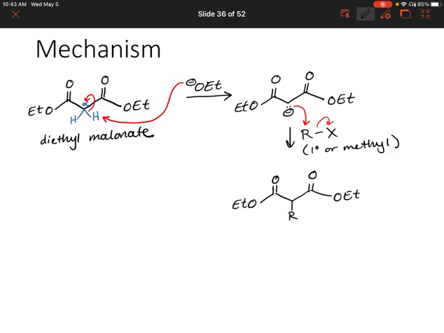Okay, and in the next step, we're going to add some acid. And remember, when you have an ester and you add acid, that turns the ester groups into carboxylic acids. So the acid here is going to convert both esters into carboxylic acids.